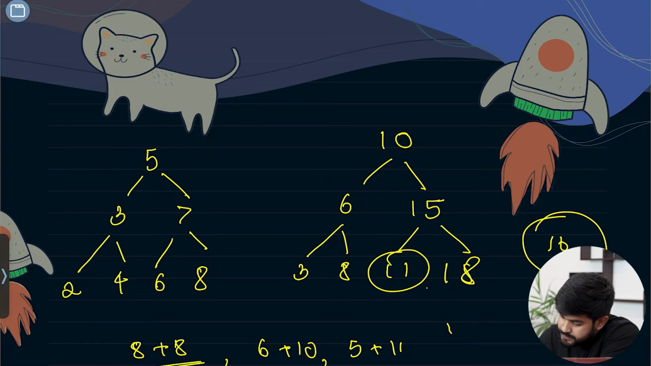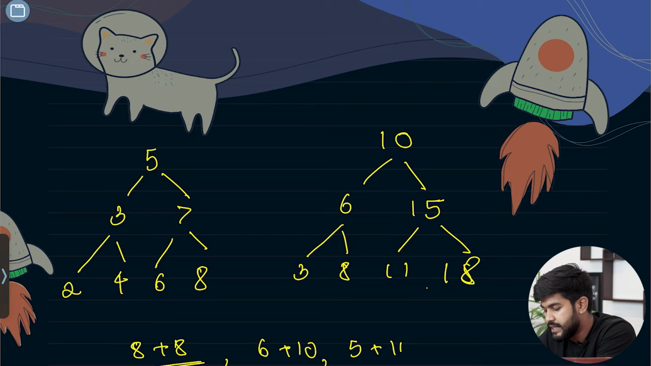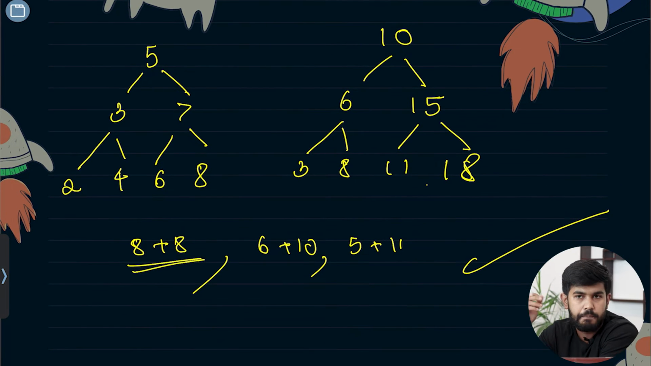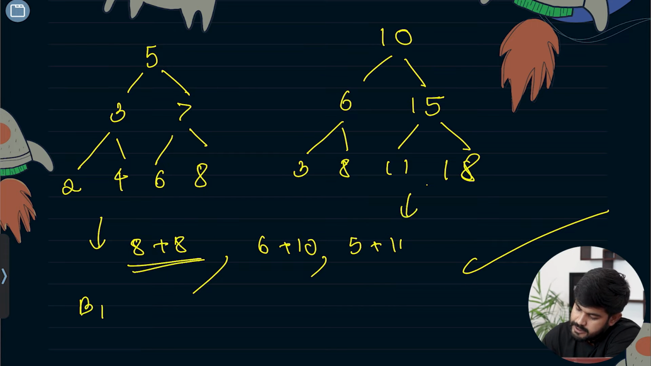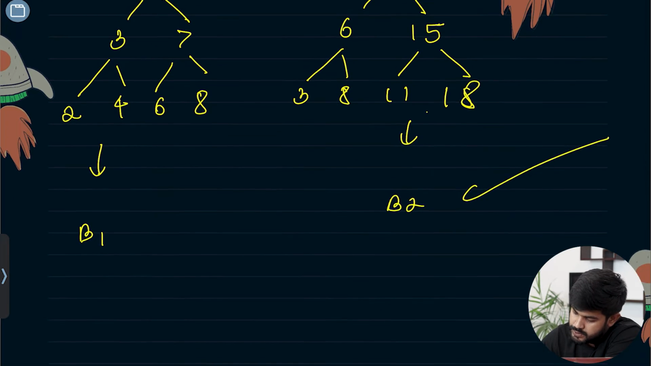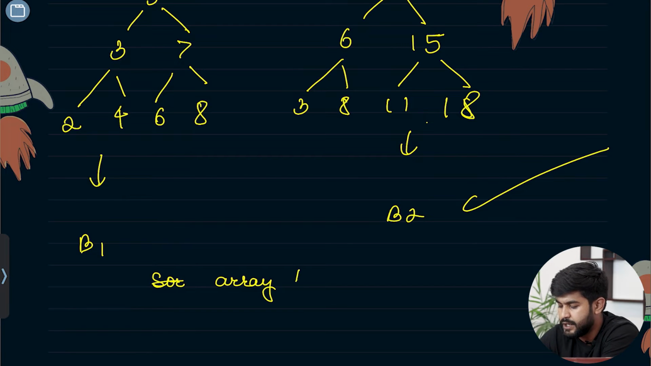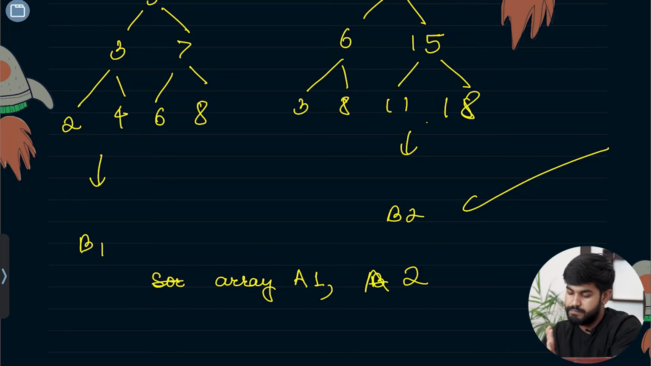So now, how to solve this problem? The very simple approach is that you take the values from, let's say, BST1 and BST2, and you keep the elements in an array. First we keep the elements in two arrays, let's say A1 and A2. A1 would contain the elements of BST1 and A2 would contain the elements of BST2.